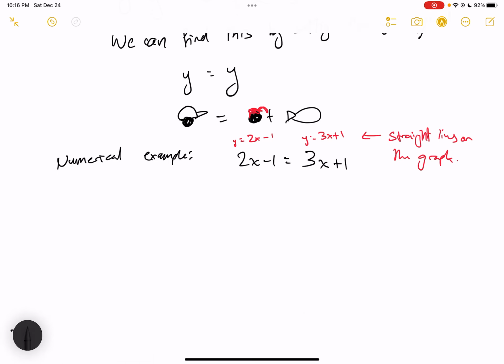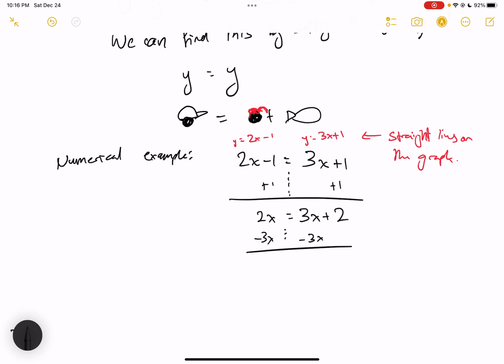And then we solve this as we normally would, and we already know how to solve linear equations. Start by moving all the constants to one side. I'm doing that by removing the minus 1 from the left. So I'll be left with 2x equals 3x plus 2. Then I'm going to move all the variables to the left. By that I'm subtracting 3x from both sides. I'm left with negative x equals 2. Then I need to reverse signs, so I'm going to multiply both sides by negative 1.